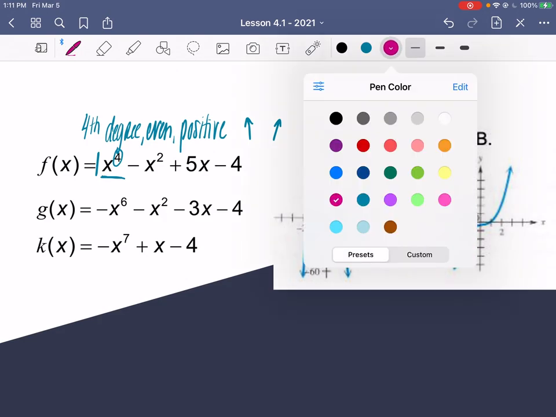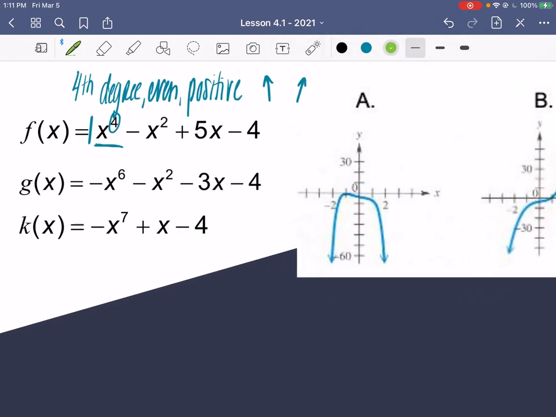Then let's take a look at the next one. So we've got a negative x to the power of 6. We make sure that that's the highest exponent it is. So this one is a 6th degree polynomial. 6 is an even number, so that's even. And we've got a negative 1 as our leading coefficient. So this is a negative orientation. Okay, so the right side is going to point downward since it's negative, and the left side is going to point the same direction because it's even.